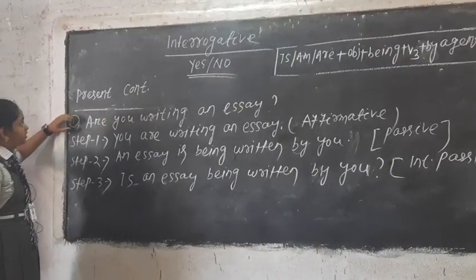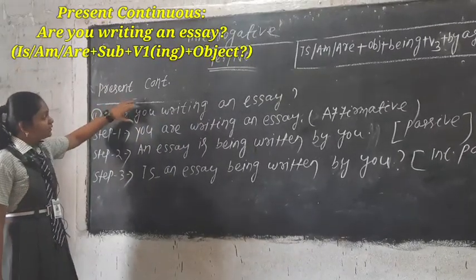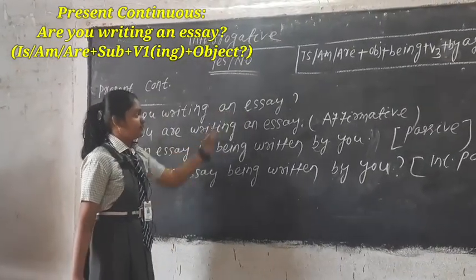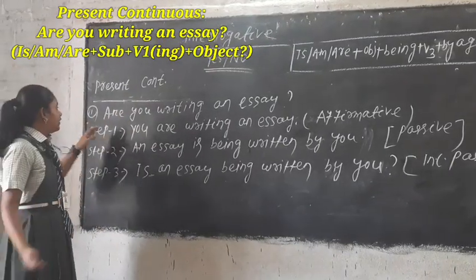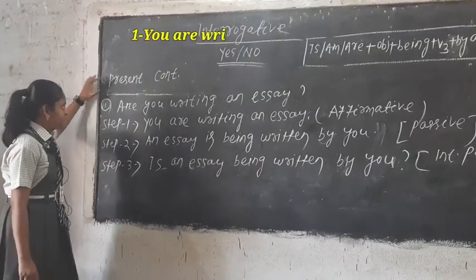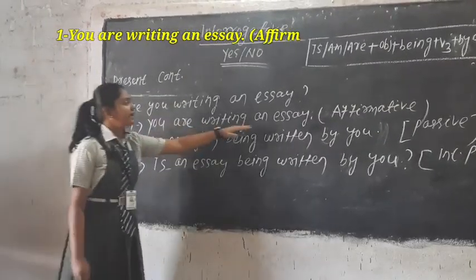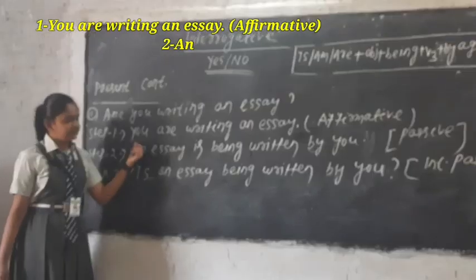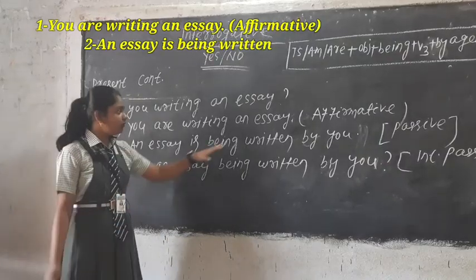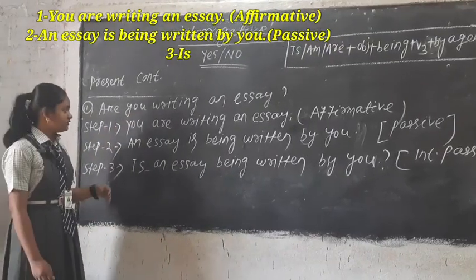The interrogative structure of present continuous tense is: are you writing an essay? Is or are plus subject, you is the subject, writing the verb 1 ing form, an essay. An essay here is the object. As we converted the simple present tense first into affirmative, in this present continuous also we will convert this sentence into affirmative. You are writing an essay. Here you is the subject, are the auxiliary verb, writing is the verb 1 ing form, and essay is the object. Step 2 is to passivize this sentence.